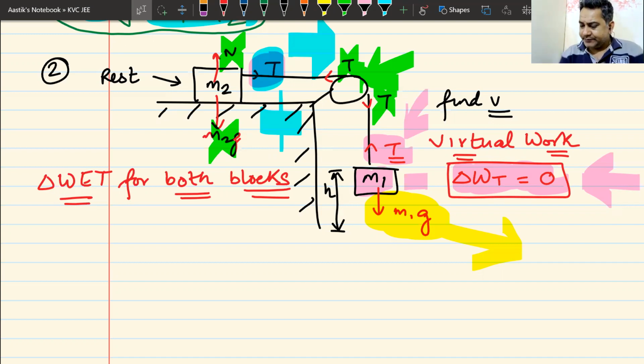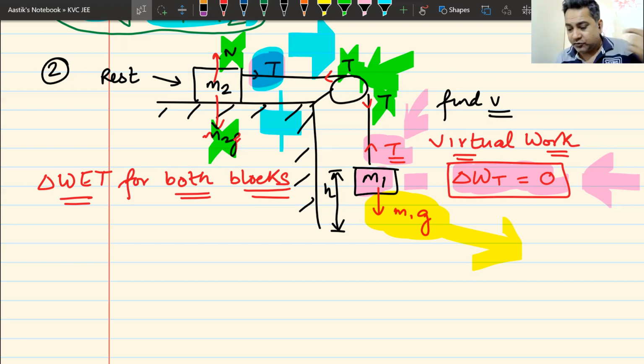We were discussing the work energy theorem in the last class, and we were discussing a problem regarding this work energy theorem. As you can see, the problem is there on the board. We had two blocks of mass m1 and m2. The system was at rest, no friction. We release the system, and the system goes down. When the block m1 moves down by height h, we have to find the velocities of both the blocks.